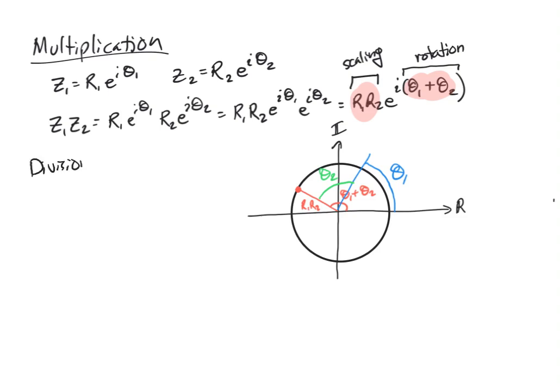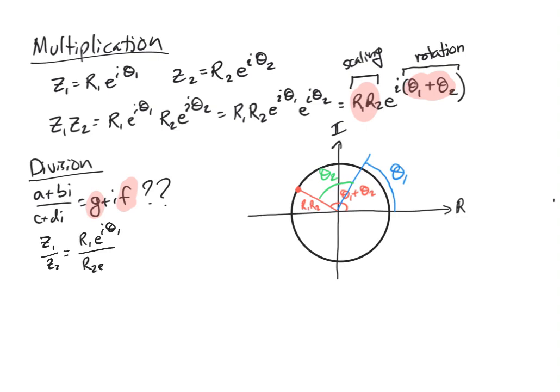Incidentally, division is also actually super nice. So, for example, I might consider a plus bi divided by c plus di, and I might tell you to rationalize this. Get rid of the i in the denominator. I don't like it. I want you to re-express this in terms of g plus if. But I don't know. What is g? What is f? That's a mess. I don't want to do that. It's a lot of work, and it's algebra, and I'm bad at algebra. On the other hand, if I want to know what is z1 divided by z2, well, z1 is r1 e to the i theta 1, and z2 is r2 e to the i theta 2.